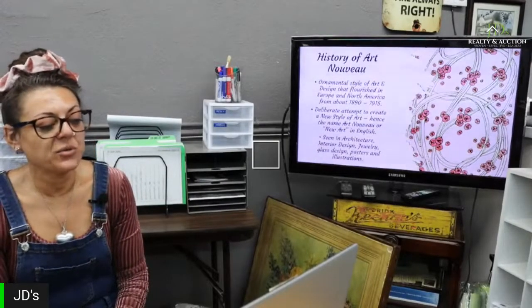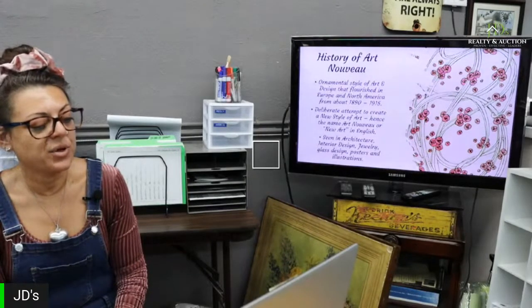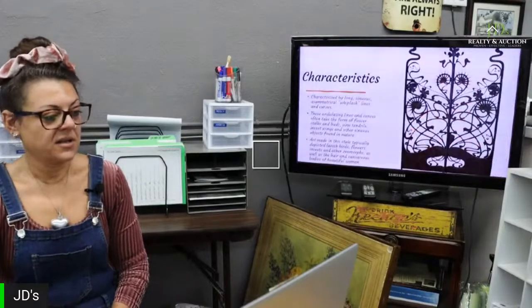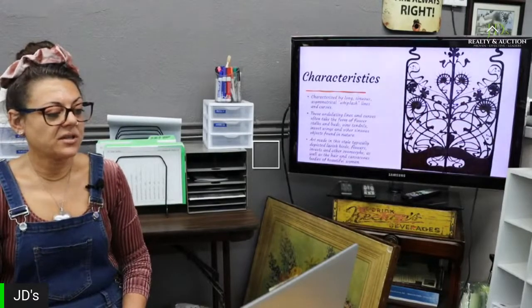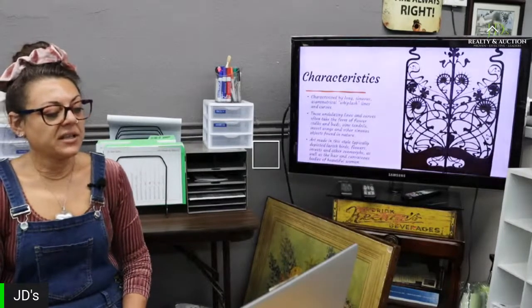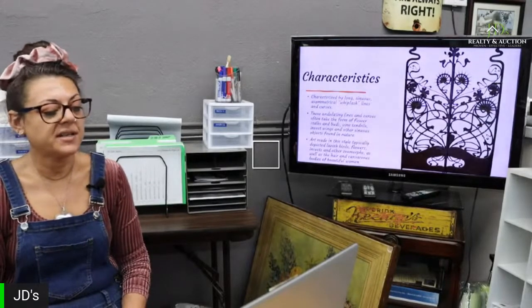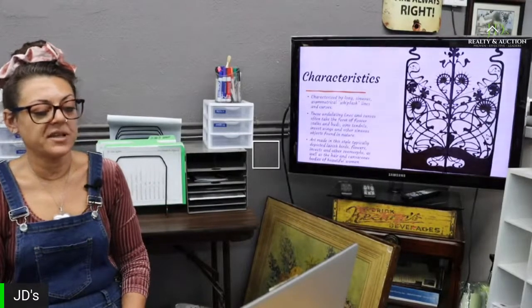It is an ornamental style of art and design that flourished in Europe and North America from about 1890 to 1915. It was a deliberate attempt to create a new style of art, hence the name Art Nouveau, or New Art in English. It is seen in architecture, interior design, jewelry, glass design, posters, and illustrations. And some of the characteristics are long, sinuous, asymmetrical whiplash lines and curves. These undulating lines and curves often take the form of flower stalks and buds, vine tendrils, insect wings, and other sinuous objects found in nature.